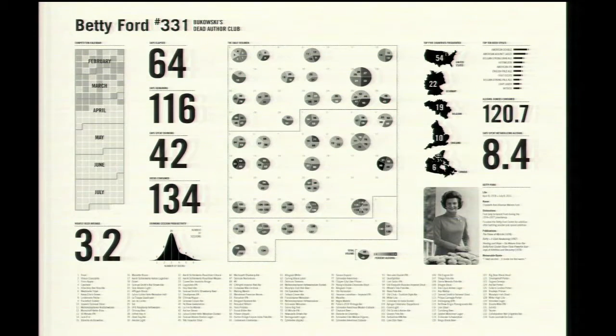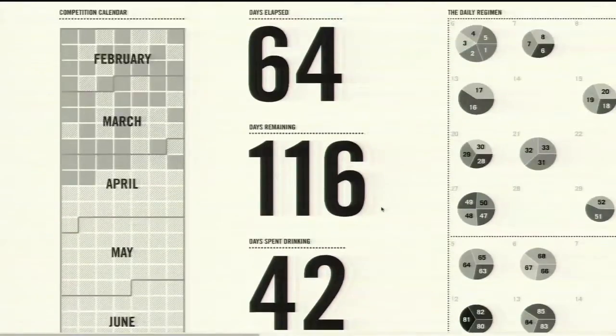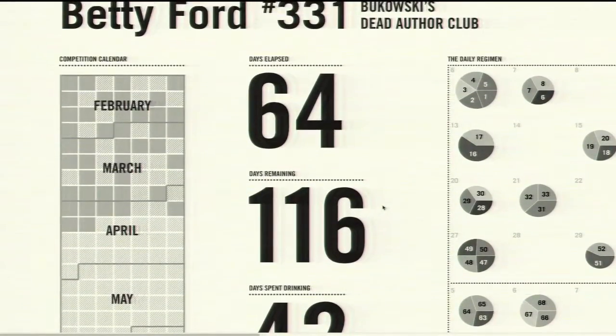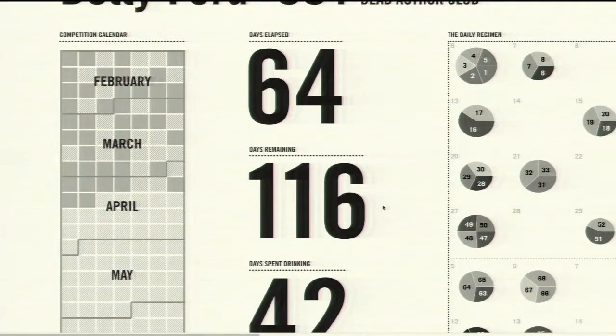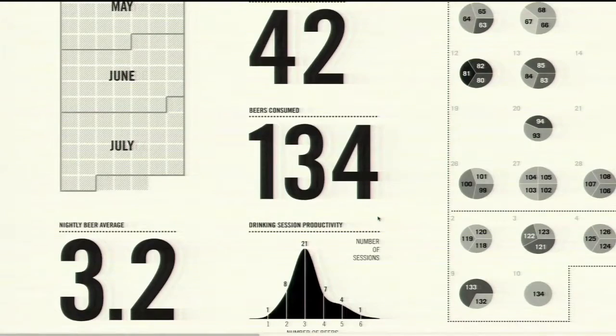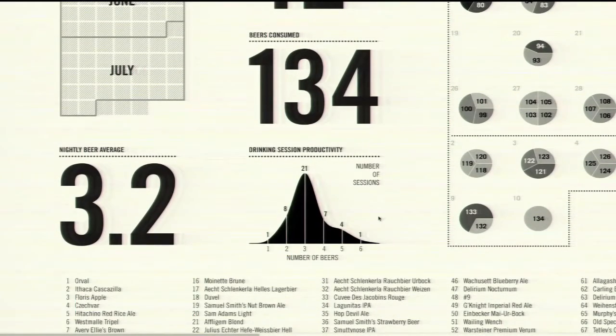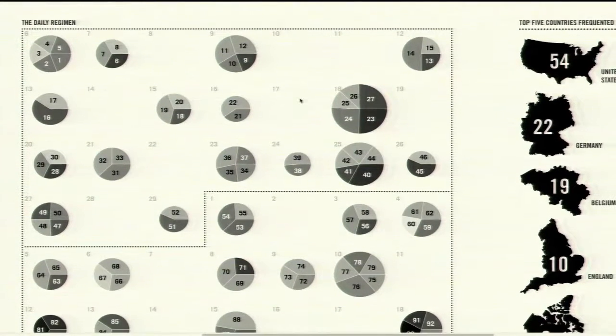And then this is the most recent, first version of the piece that he's now put together, an infographic putting all of this together into one place. As I mentioned, you have 180 days to finish. He did it in 64. Here at the left-hand side, we have the calendar. The grays mark the drinking days, so days spent drinking: 42. Beers consumed: 134. A plot of drinking session productivity down at the bottom, with a nightly beer average of 3.2. Chris's mother was concerned about him.